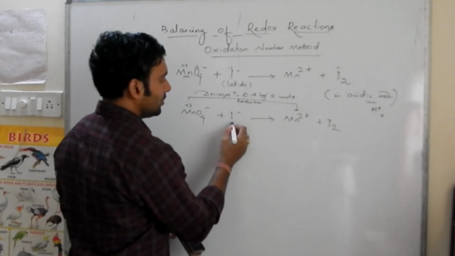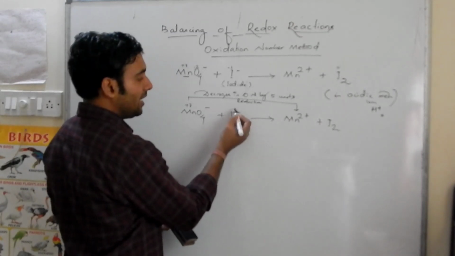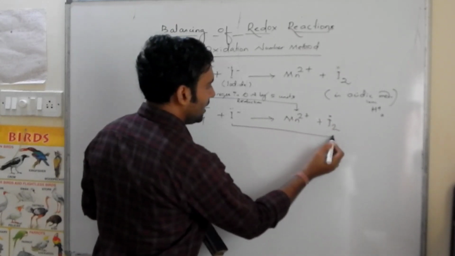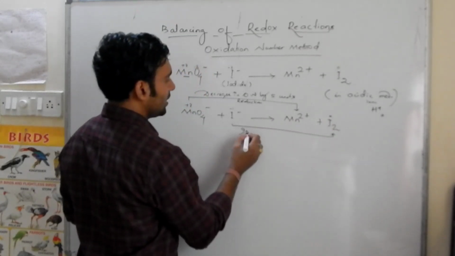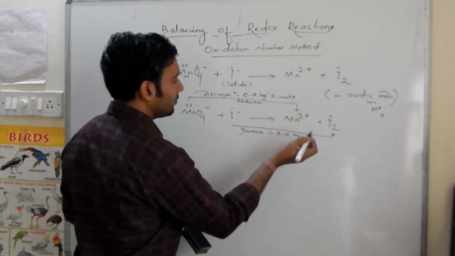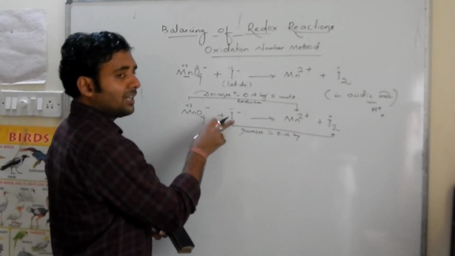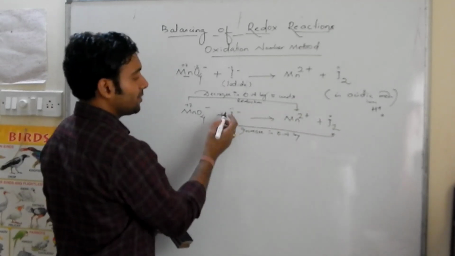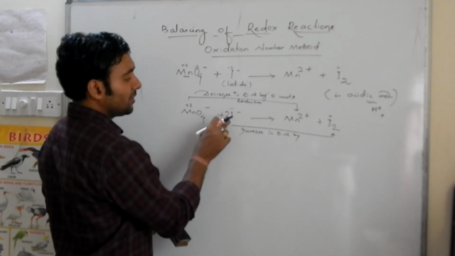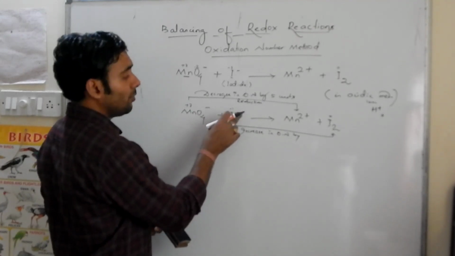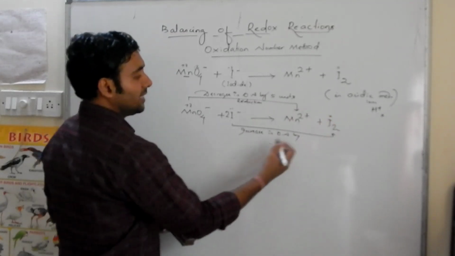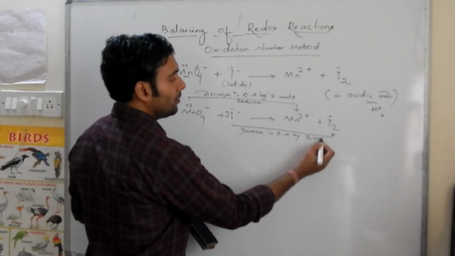Now here the oxidation number of iodide ion is -1, which changes to 0. So there is an increase in oxidation number. By how many units? Let us see here. Here only one I is there, and there 2 I are there. So first make it 2 I-. Per atom it is -1, so there are 2 iodide ions, and the overall charge will be -2. So -2 to 0 means an increase in oxidation number by 2 units.